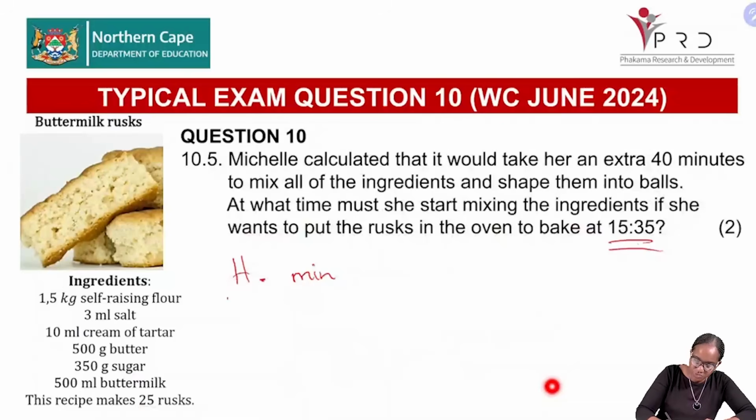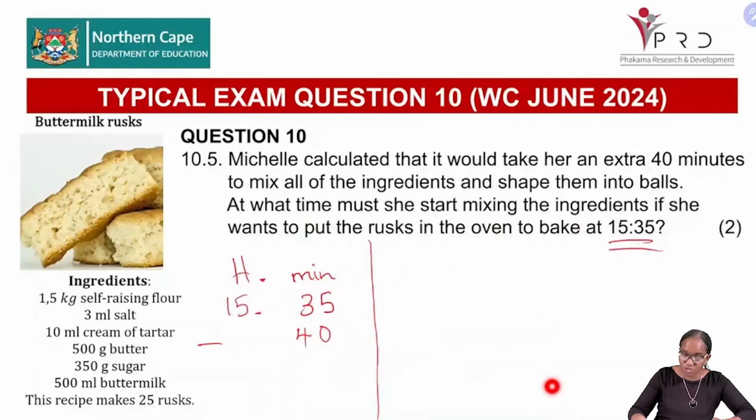Hours and minutes. We have 15 hours, 35 minutes. We want to subtract 40 minutes. But we can't take 40 minutes from 35 minutes. What do we do? We borrow an hour from the hours column. We add the borrowed hour, now in minute form, to the minute column. And what do we get? We get 14 hours because we've taken 1. And now we have 95 minutes because we added an extra 60.